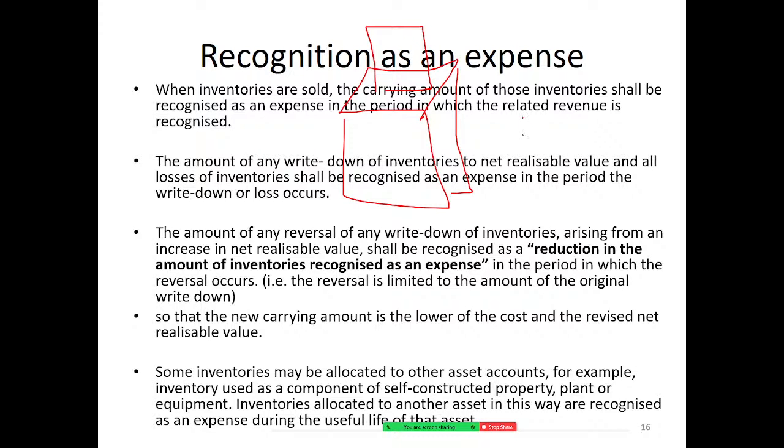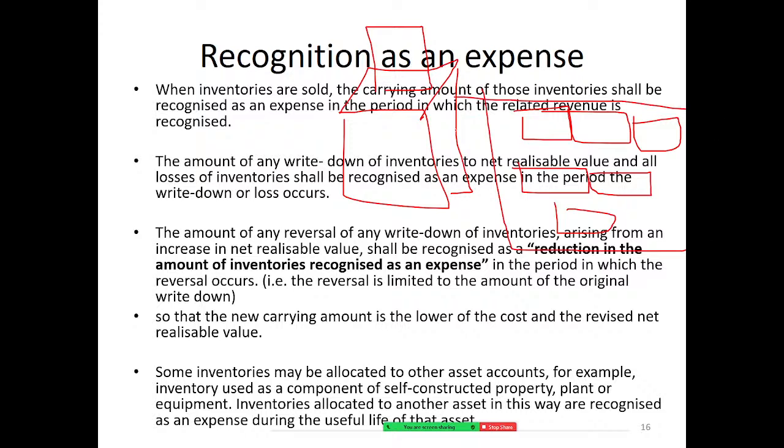To construct, they have purchased bricks, a lot of bricks and steel and cement. These inventory items will be used to construct the office building, so they have to include these inventories in the asset. Some inventories may be allocated to other asset accounts, here in this case, property, building. Inventory is allocated to other assets, and in this way it is recognized as an expense during the useful life of the assets. So finally this cost will be capitalized here in the building.